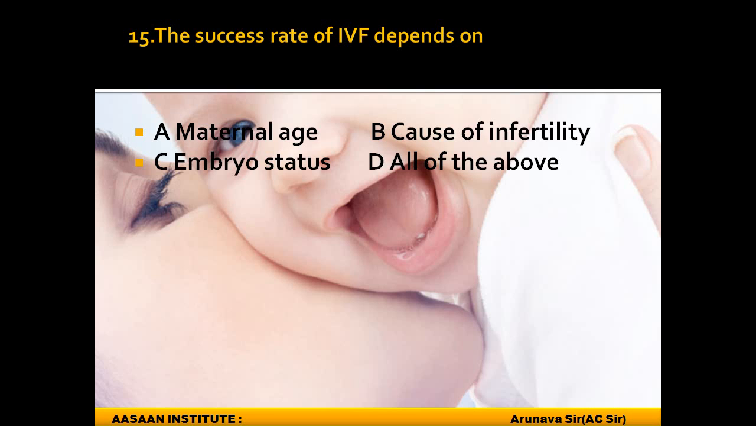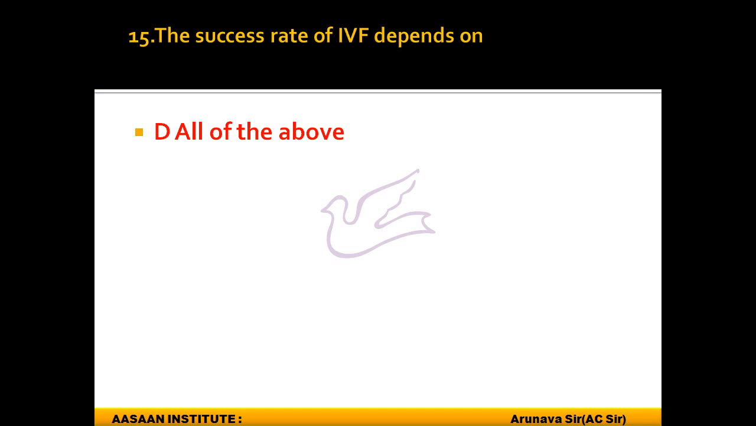The success rate of IVF depends on the maternal age, that is the age of the mother, the cause of the infertility, what is the main cause why they ultimately do not get pregnant normally, and embryo status, that means what is the embryo structure and how they are implanted or not. So all of the above are important for the success rate of IVF. So D is the right option for question number 15.